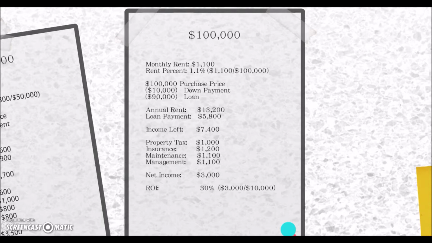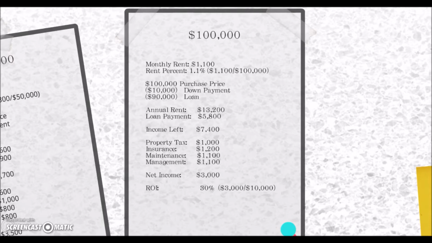So in this example, you see here a $100,000 house, maybe you can only get $1,100 a month from it, putting you above 1% at 1.1. So you're still safe. Now your $100,000 purchase price, you're going to put $10,000 down, take a $90,000 loan. So this time your annual rent's going to be higher at $13,200, but your loan payment is also going to be higher at $5,800, leaving you with $7,400 left to cover your expenses.